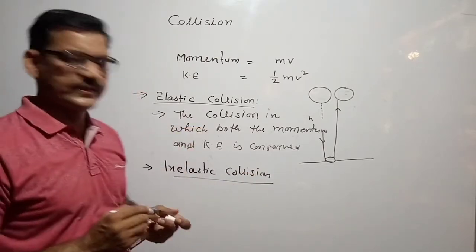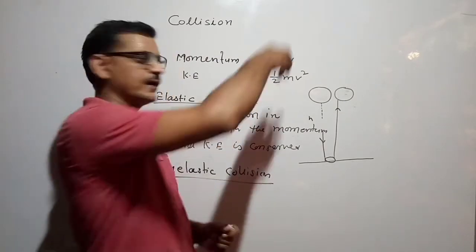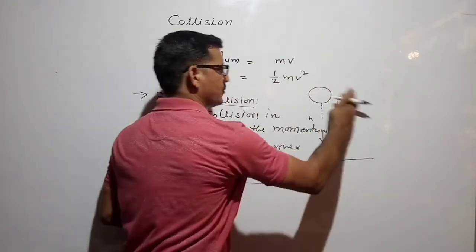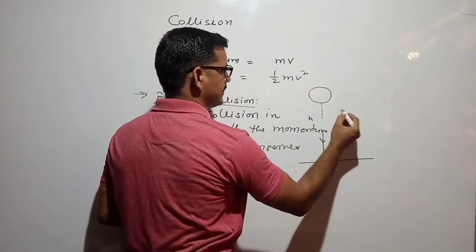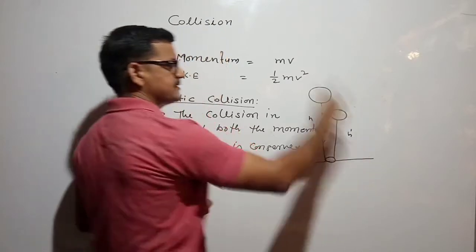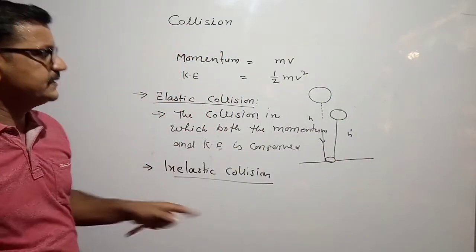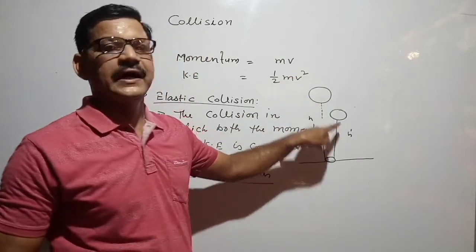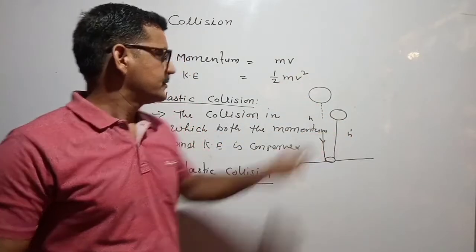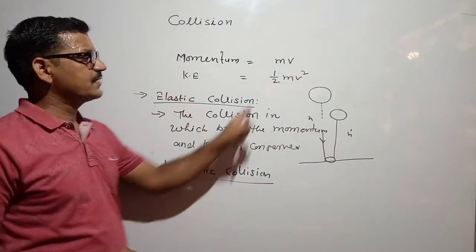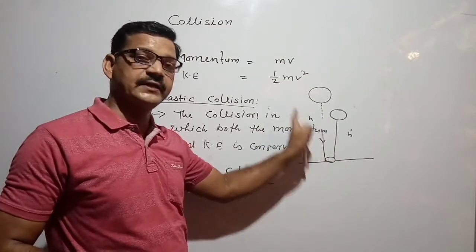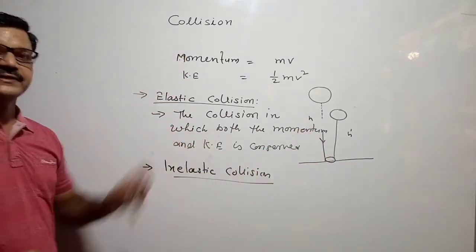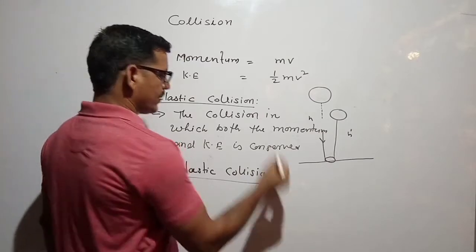In inelastic collision, what happens? Suppose you again drop a ball, it hits the ground, but it couldn't reach up to the height h here, but only a height h dash here. Why is the ball not reaching up to this height? It means there is a loss of kinetic energy. So in such collisions where momentum is conserved but kinetic energy is not conserved, such collisions are called inelastic collisions.